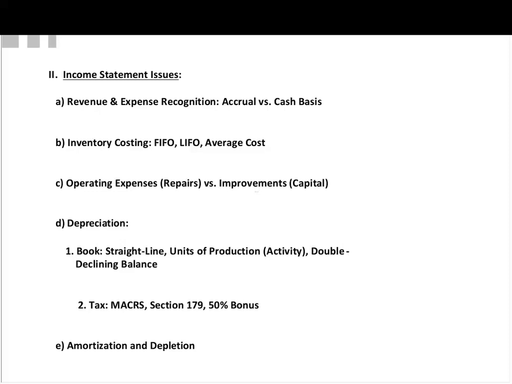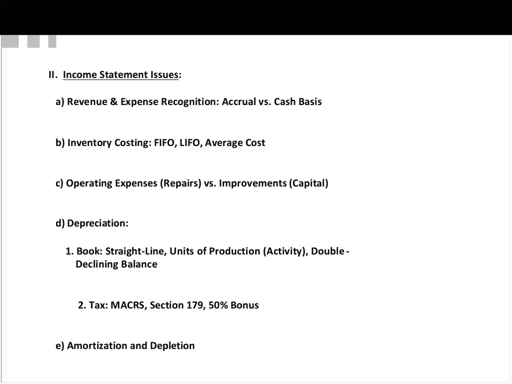Units of production or activity would be based upon the actual usage of the van. How many miles driven per year? The depreciation would be calculated on a per mile basis. Double declining balance is simply 2 times the straight line. Most businesses, by far, especially the small to medium-sized businesses that you may deal with, use straight line depreciation. It's a straightforward model.